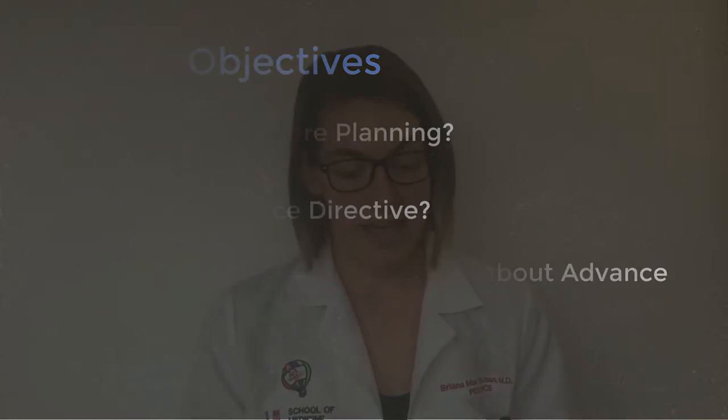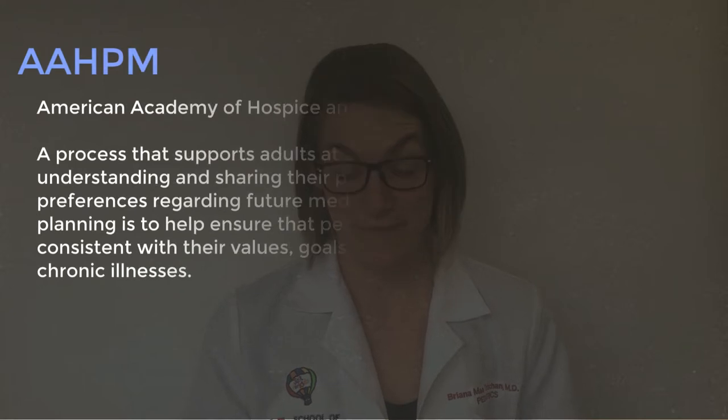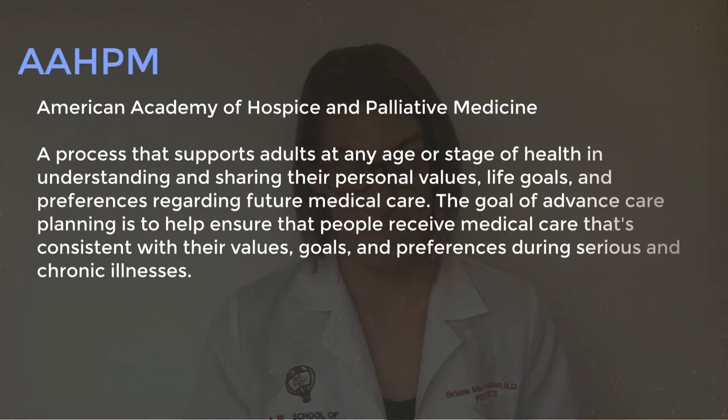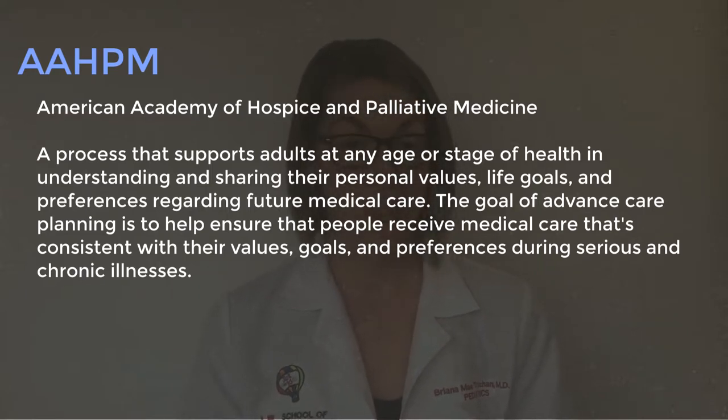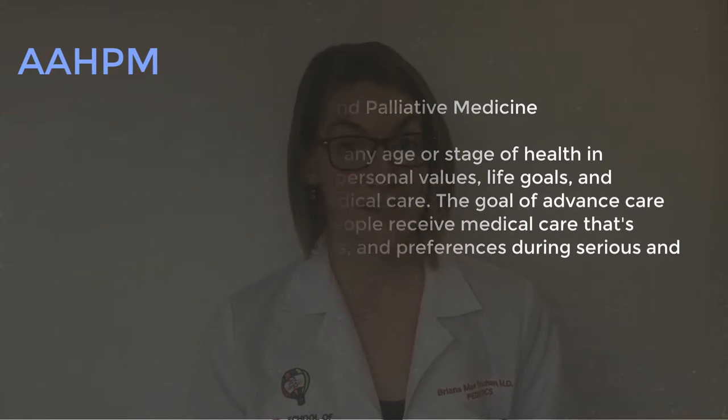And so the AAHPN has a consensus statement surrounding advanced care planning, and it's a process that supports adults at any age or stage of health in understanding and sharing their personal values, life goals, and preferences regarding future medical care. The goal of advanced care planning is to help ensure that people receive medical care that's consistent with their values, goals, and preferences during serious and chronic illnesses.